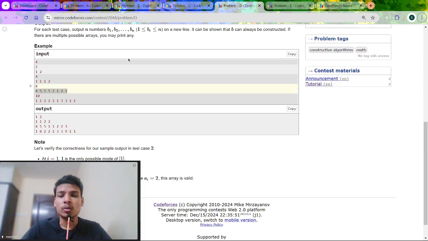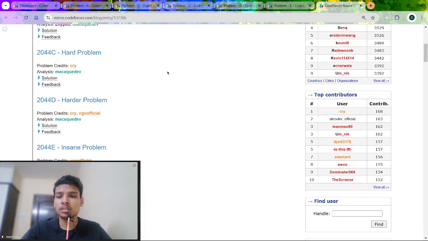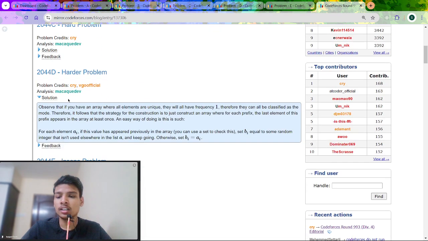So if I show you the documentation also, I have read it, and they're also saying the same thing, right? Observe that if you have an array A where all the elements are unique, which means every element is occurring only once, then they will always have frequency 1. Therefore they can be classified as the mod, right? Because they can be mod till the index x, right? This is the thing which I was talking about.